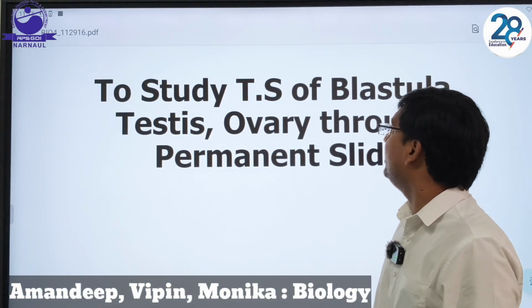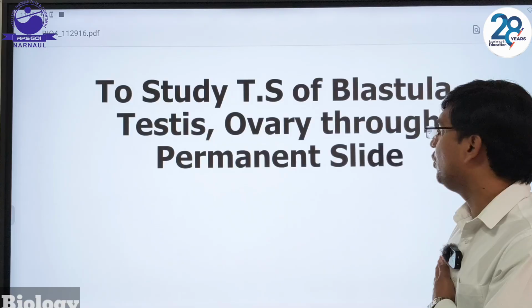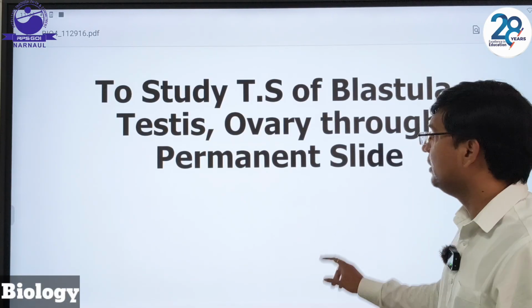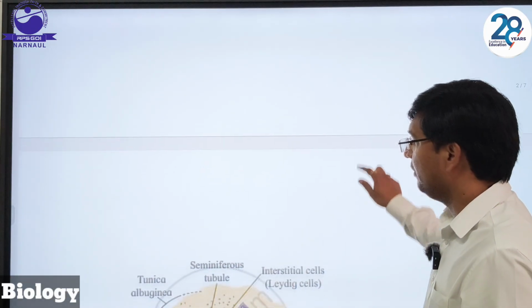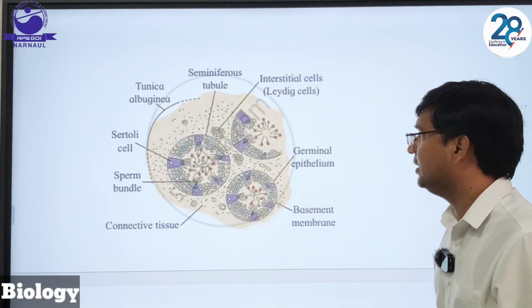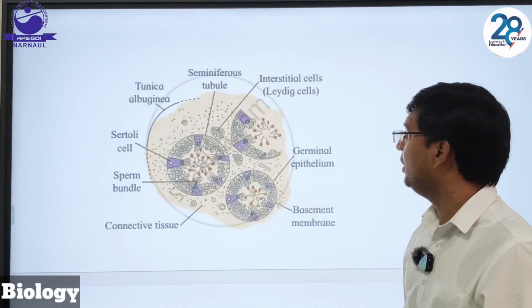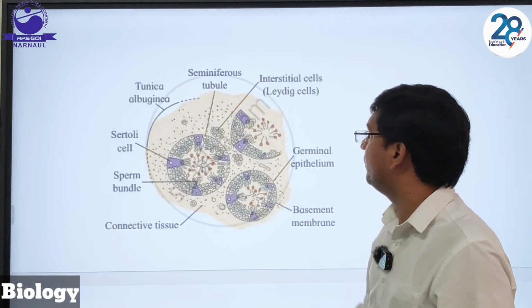Today we study the transverse section of blastula, testis, and ovary through the permanent slide. Let's start with the first, the transverse section of the seminiferous tubule. This is the transverse section of seminiferous tubule, which is lined by two types of cells.